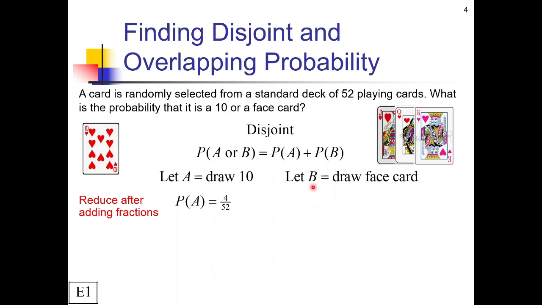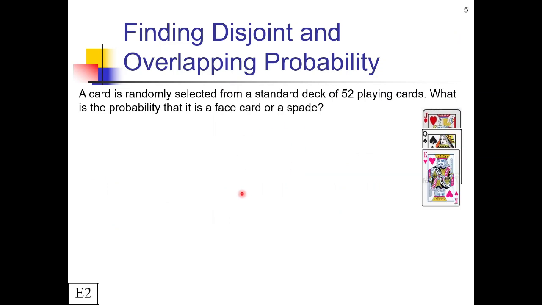Now for the probability of B, of getting a face card, there's 12 face cards, for each of the Jack, Queen, and King. So we have 12 out of 52 there. So the probability of getting a 10 or a face card is just going to be 4 out of 52 plus 12 over 52, which is 16 over 52. And now we can reduce that. That'll be 4/13. Here's another one for us to try out.